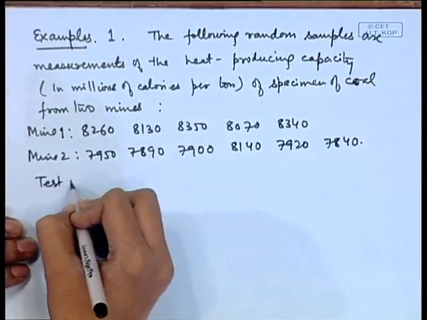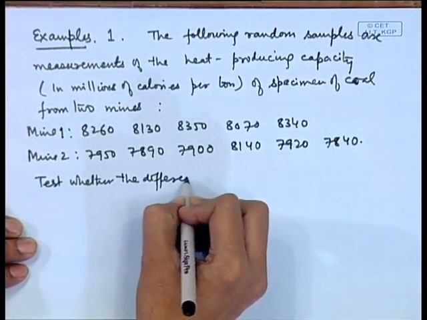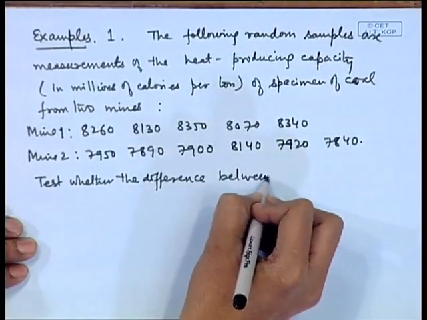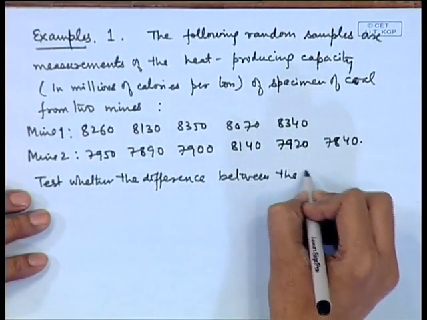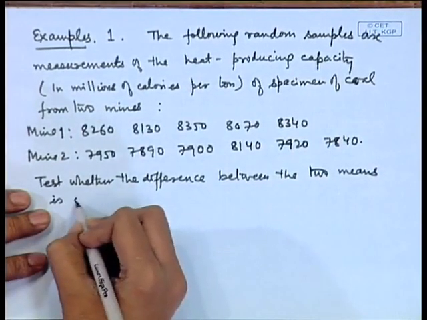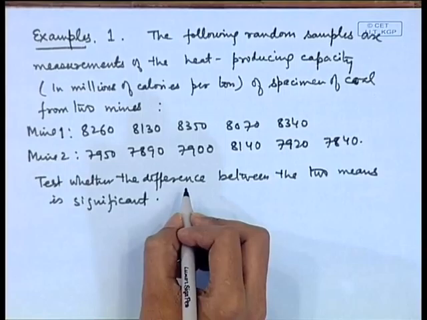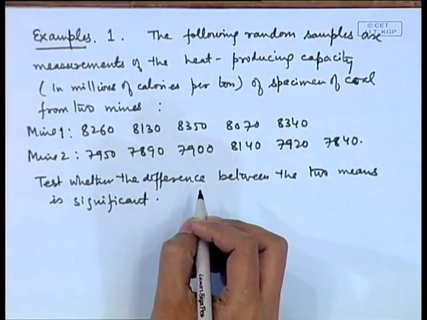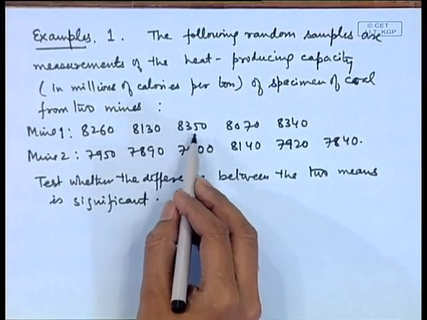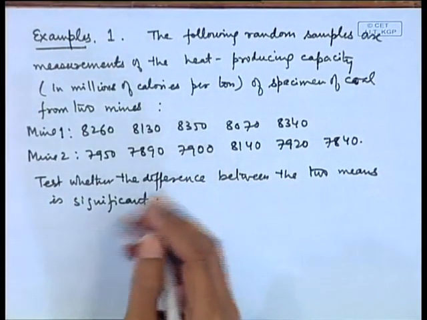Test whether the difference between the two means is significant. So, here 2 samples are available to us, and we are having 5 and 6 observations respectively from the two samples. So, what we do here, we have to check whether mu 1 is equal to mu 2 or mu 1 is not equal to mu 2.